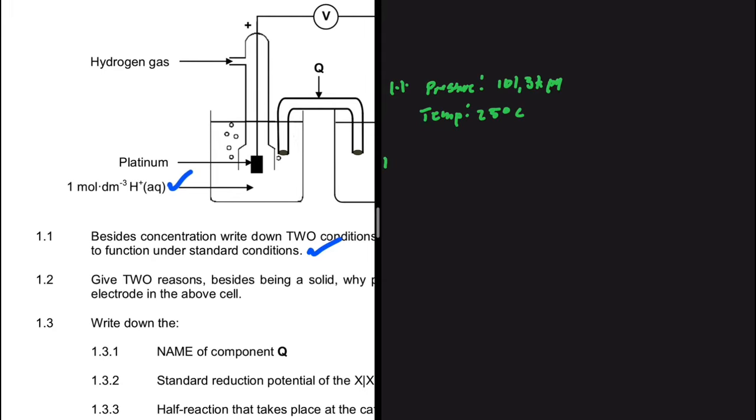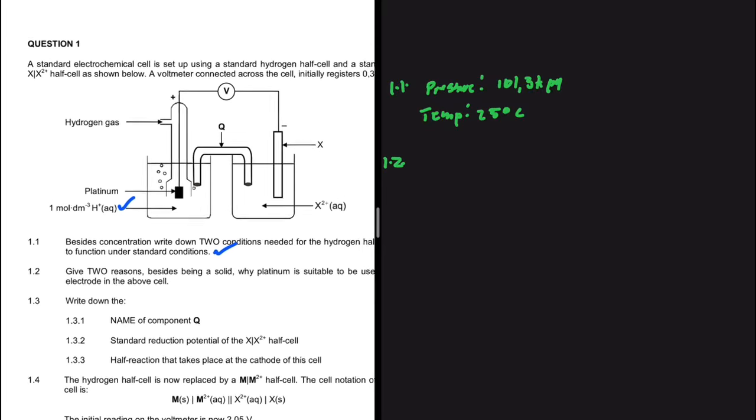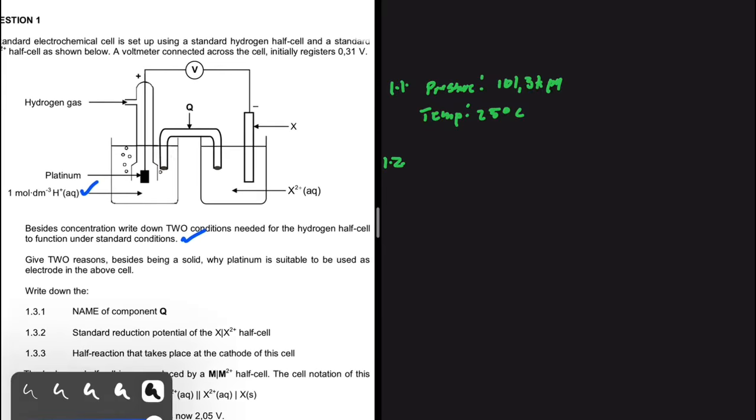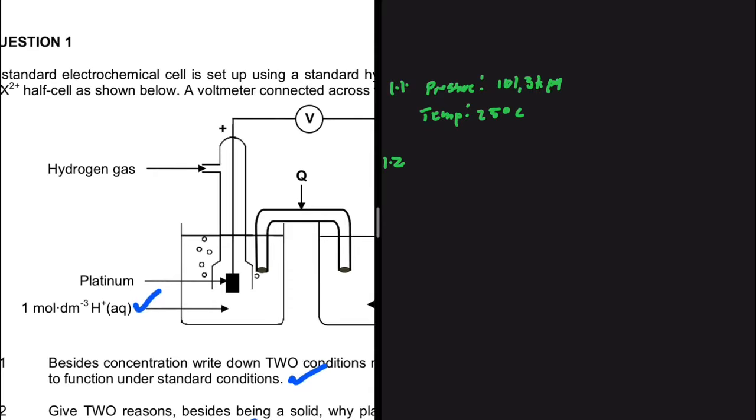Let's go ahead and take a look at 1.2. Give 2 reasons besides being a solid why platinum is suitable to be used as an electrode in the above cell. So as you can see here, where there is hydrogen gas, platinum is used as an electrode. Let's talk about why that is so. Hydrogen gas, as the name says, hydrogen gas. So it is a gas and we need our electrode to be a solid.